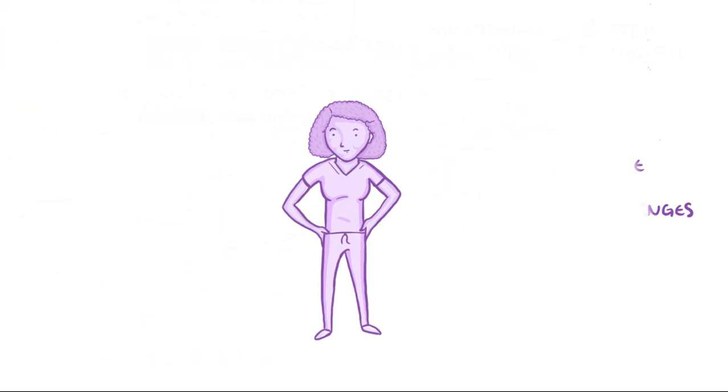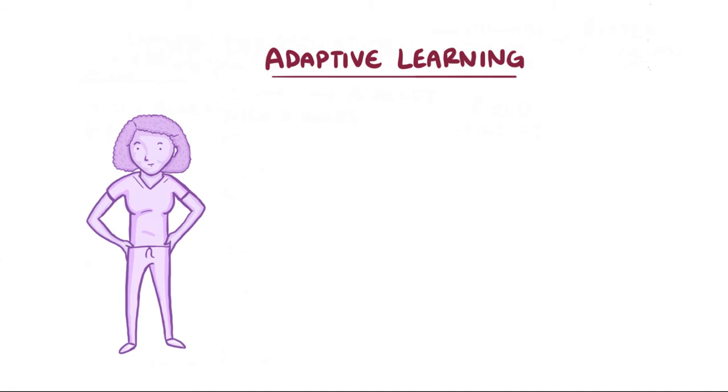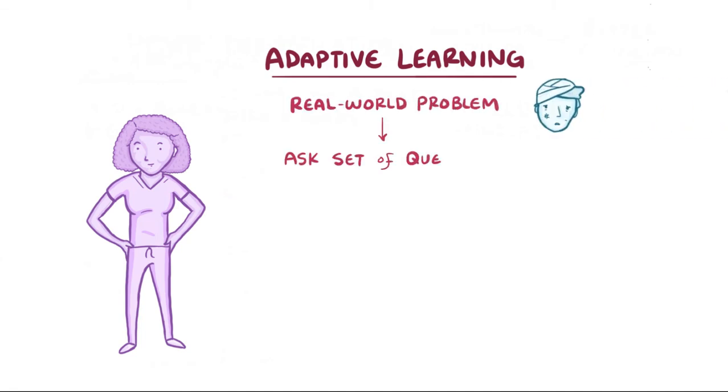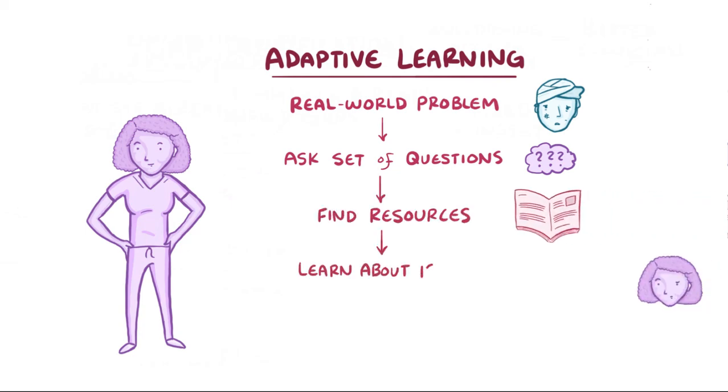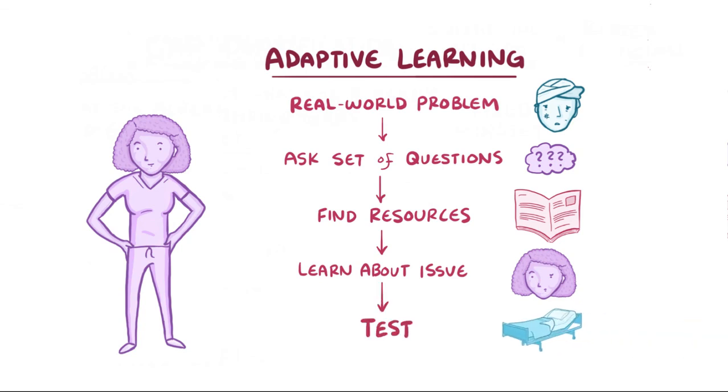Alright, as a quick recap, adaptive learning is when you start with a real world problem and then ask a set of questions, prioritize the questions you want to explore, find resources, learn about the issue, and then go back to what you've learned and test to see if it really works. Learning this way takes a growth mindset and grit, but it really pays off.